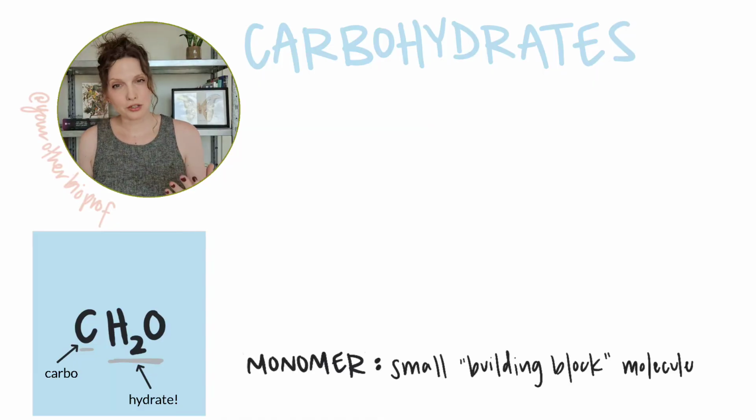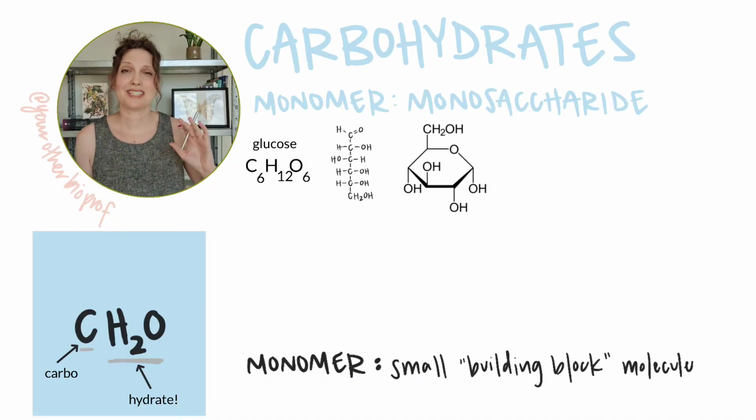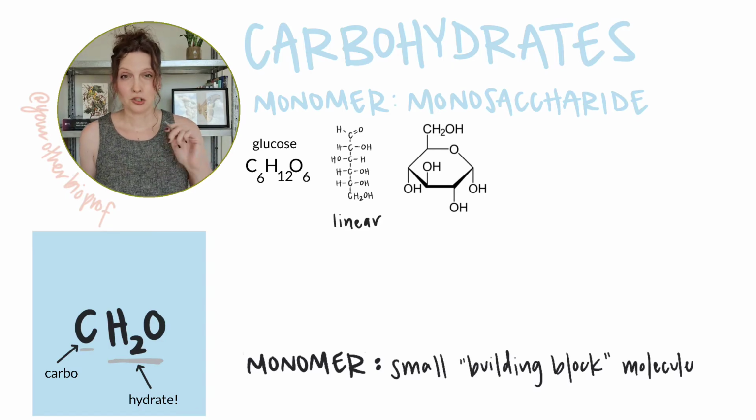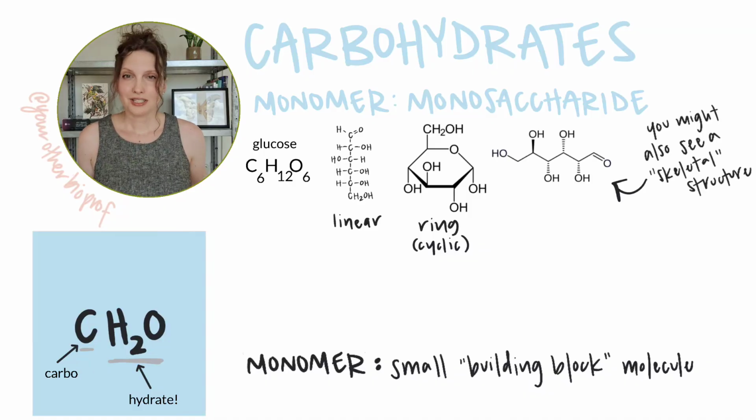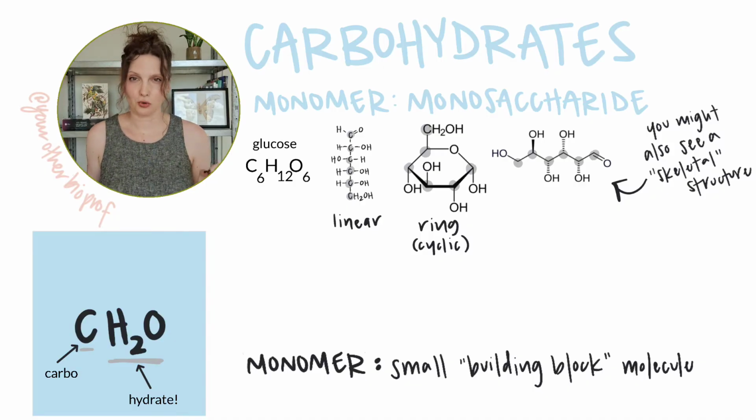Well, the monomers, the building blocks of carbohydrates, are monosaccharides. You may see them in either a linear or a ring structure. Both of these are glucose. Notice that you've got 6 carbons, 12 hydrogens, and 6 oxygens. That's our 1:2:1 ratio.